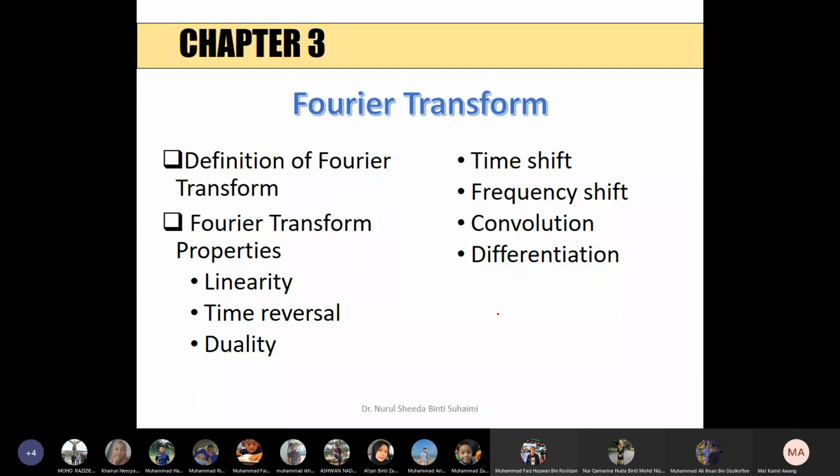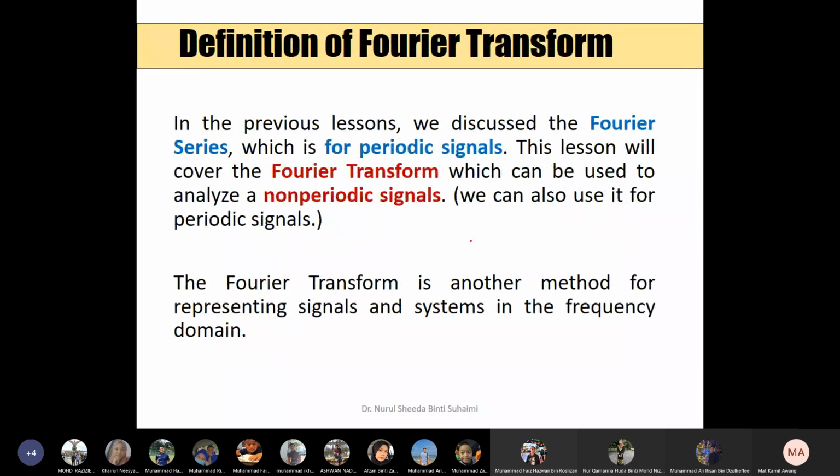So, definition of Fourier transform. Okay. Fourier series is for periodic signals. Fourier transform is for non-periodic signals. But we can also use Fourier transform for periodic signals. Basically, Fourier transform is more general compared to Fourier series. So Fourier transform is another method of representing signals and systems in the frequency domain.